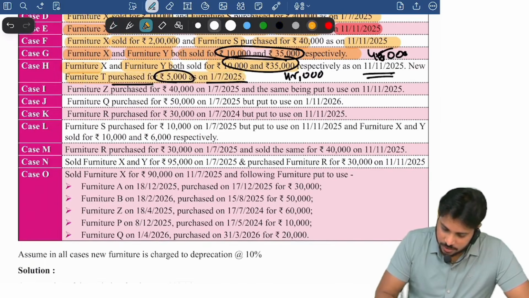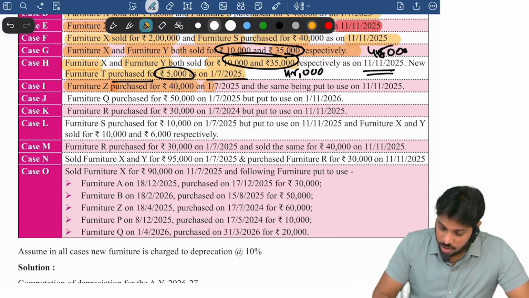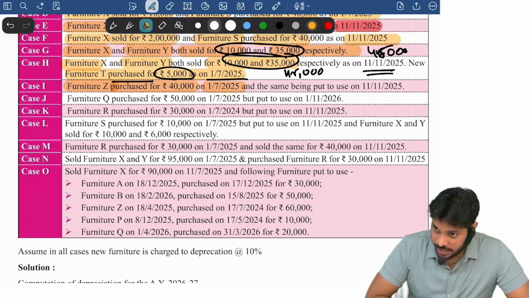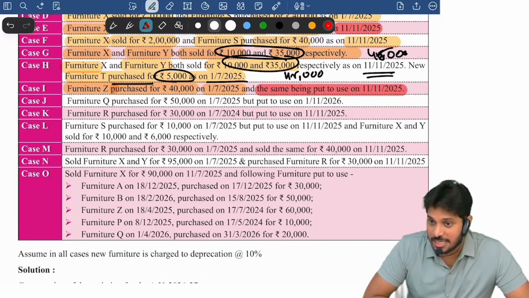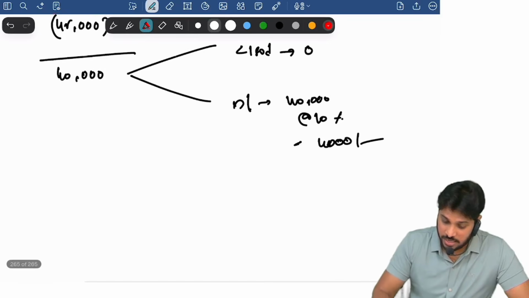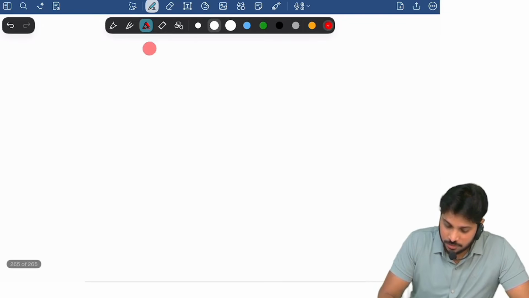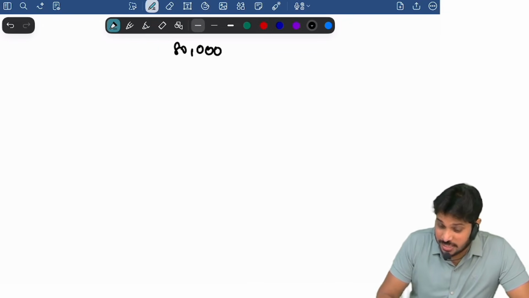Can I proceed further? Case number I. Furniture Z purchased for 40,000 on 1st July 2025, but it was put to use on 11th November 2025. Okay, usage date is given. Now anyhow, first, opening value how much? Opening value, how much? 80. Usage date is only relevant.